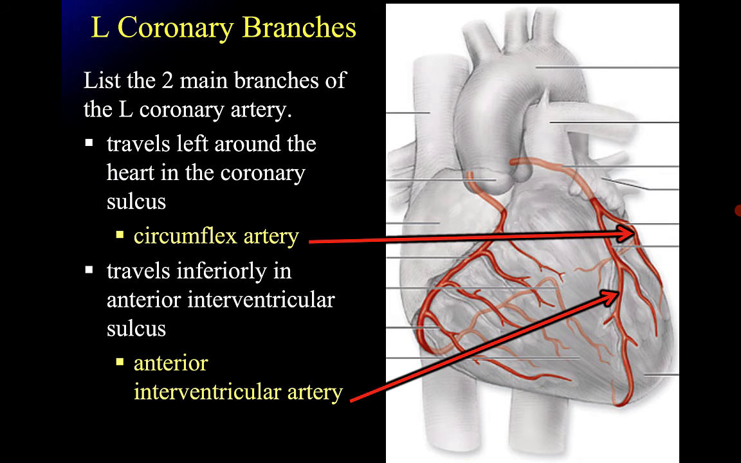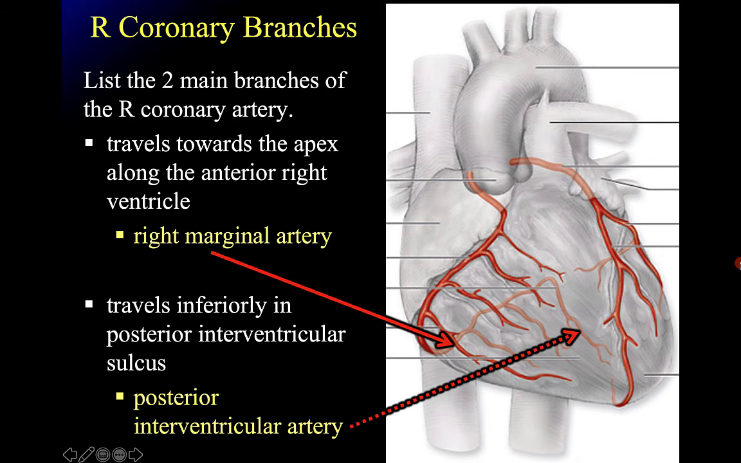We want to take a look here at the 2 main branches of the left coronary artery. We have the circumflex artery, which will circle around the back side. So that is the portion of the left coronary artery which is going to mimic that right coronary artery. And coming down the front of the heart, in the anterior interventricular sulcus, is the anterior interventricular artery, separating the left ventricle from the right ventricle, but providing blood to both of them.